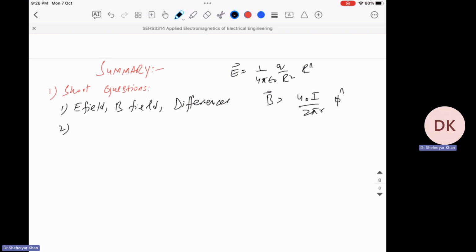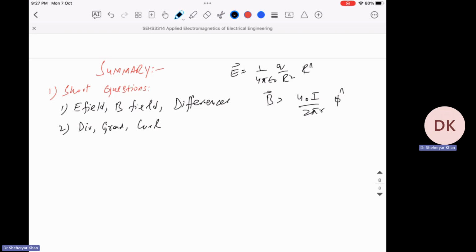For B we use the right hand rule; it's circular around the conductor. The E field, as we discussed today, is always perpendicular to the surface. So these are the types of questions. Then divergence, gradient, curl: what are the formulas, when do we use them, and what are their differences?